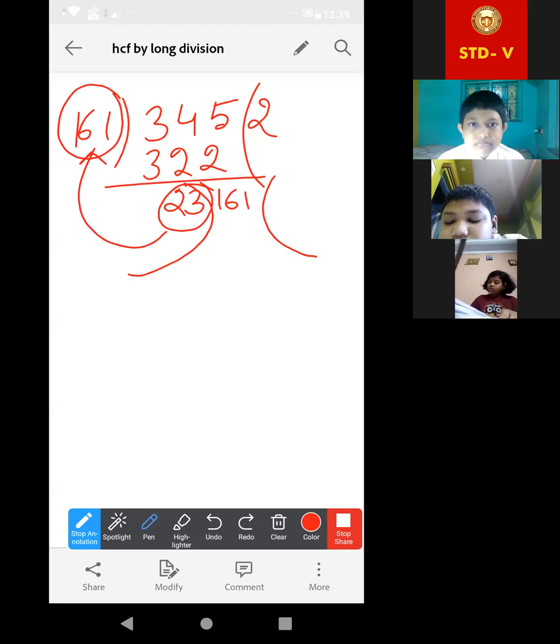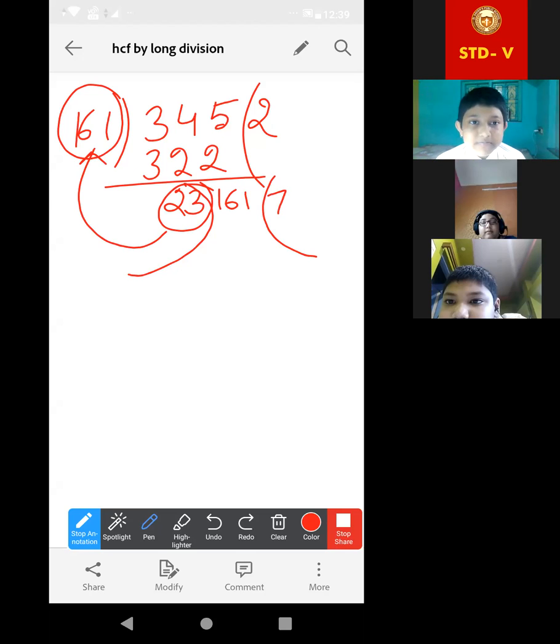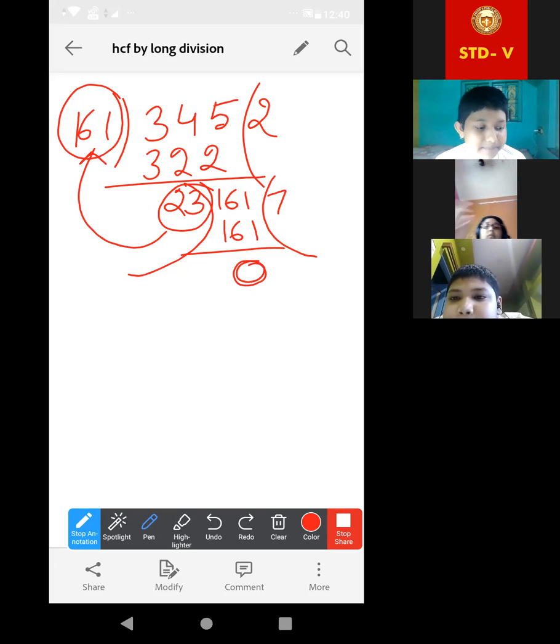Now by which number will it be divisible? I think 7. Yes, 7. 7 times 23 is 161, exactly. No remainder. Look, 0 is coming over there. So we will stop here.